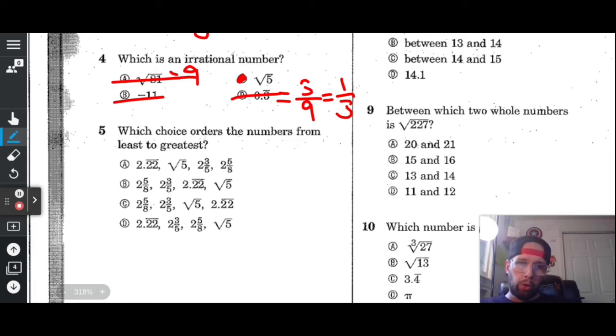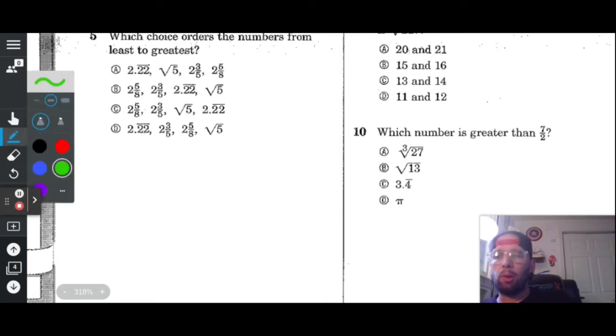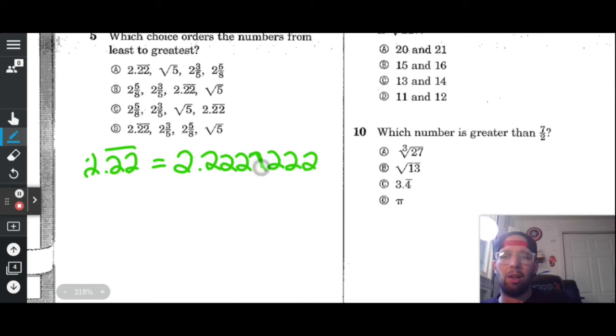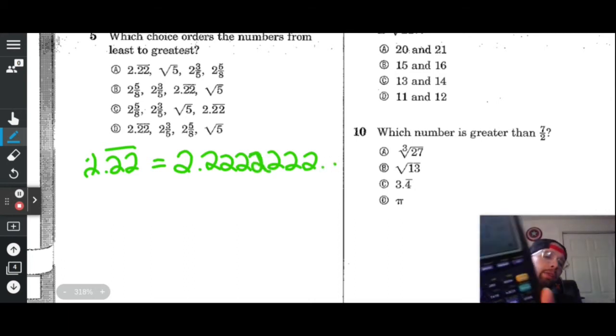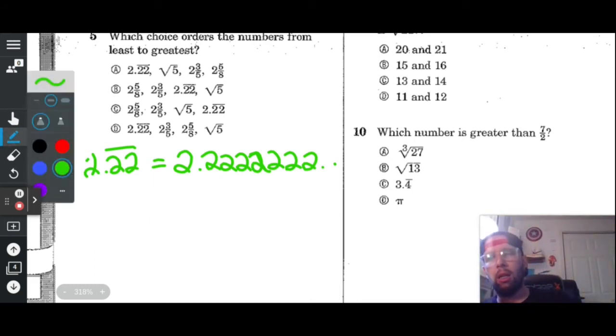Which choice orders numbers from least to greatest? All right, so I have 4 numbers in each, and they're all the same numbers. So let's list them out. 2.22 repeating is the same as 2.22222. We just did the square root of 5, and that's 2.23.